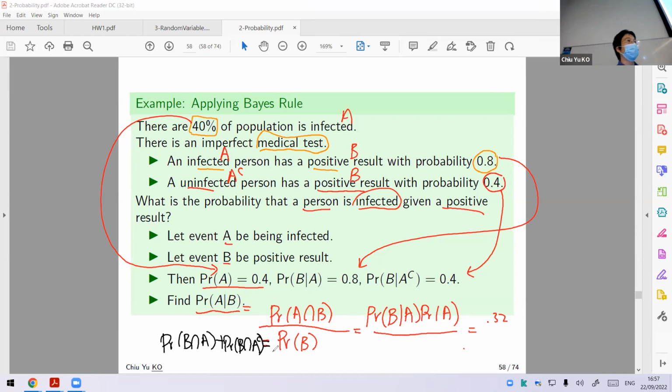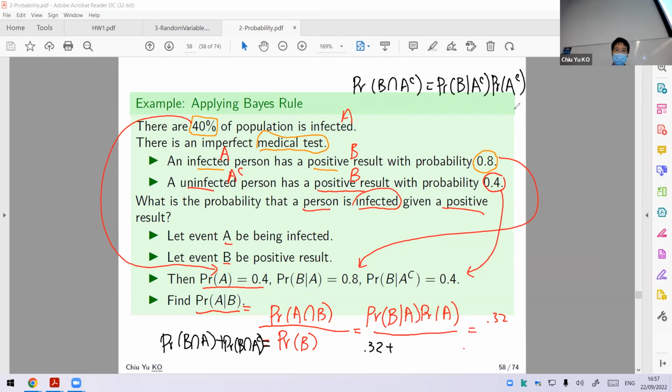And then we again can use the same concept, right? The first term is the same as the numerator. That's why it's 0.32 plus something, and the denominator is B intersect A. Sorry, I just ran around. B intersect A complement will be just B given A complement times probability A complement.